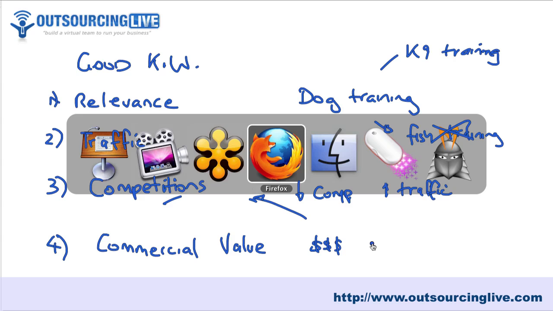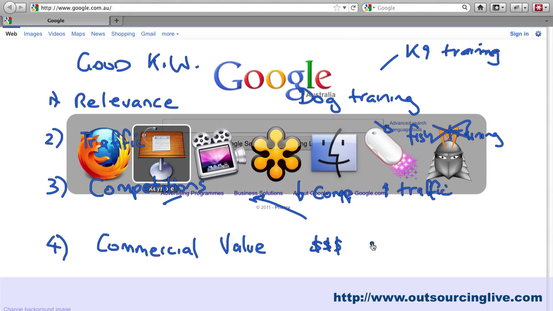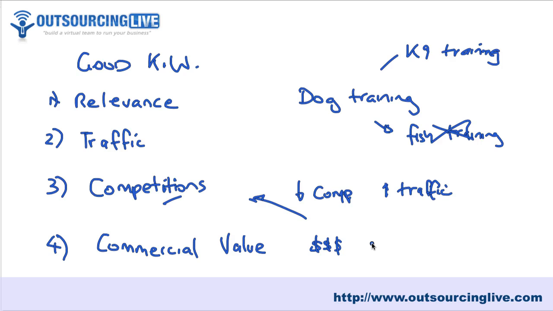Actually, I can't do that right now. I'll just close that up. I'll explain to you in a moment. But basically, commercial value means that if there are people out there advertising and paying money for that particular keyword, then that's a potential market that has commercial value.